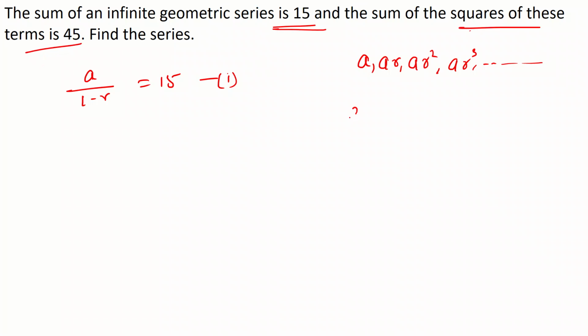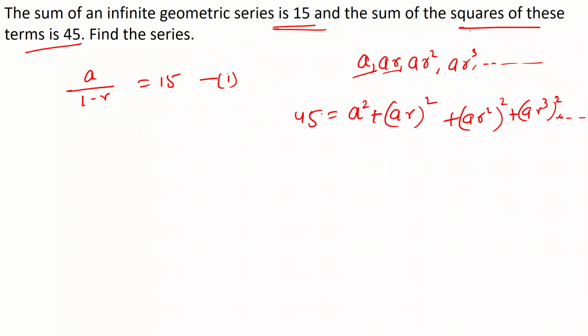That means if you square these terms and then add them, so the square of a is a square, the square of ar is ar square, then ar square the whole squared, ar cube the whole squared, this up to infinity. If you add all of this, you get 45. Now if you closely look at this, this is again a GP, because if you see this divided by this and then this divided by this is a constant.